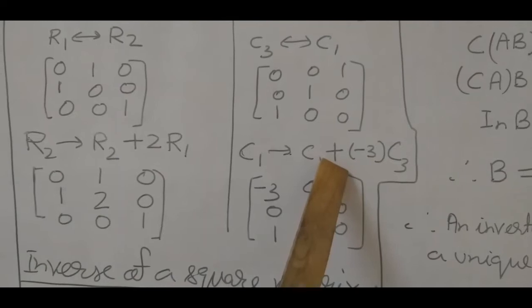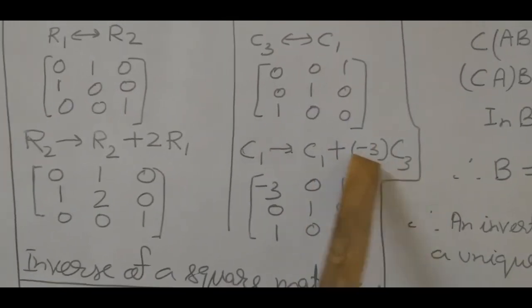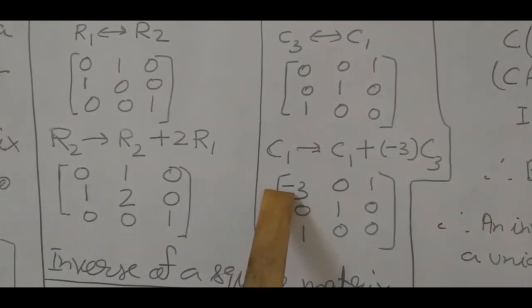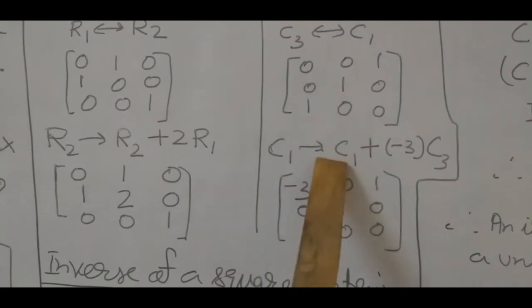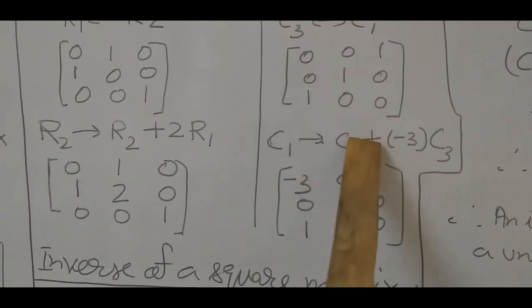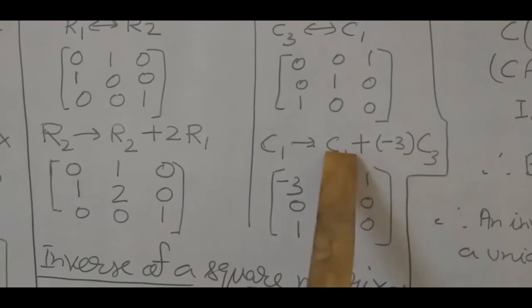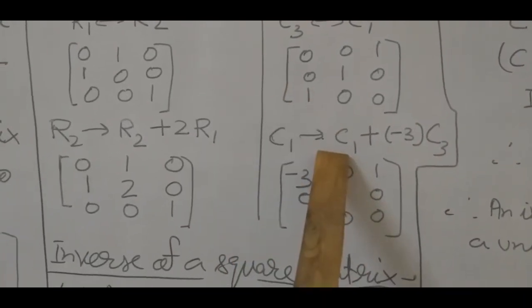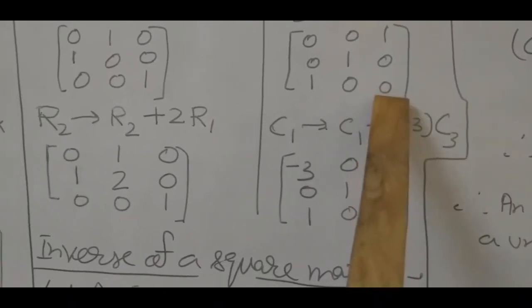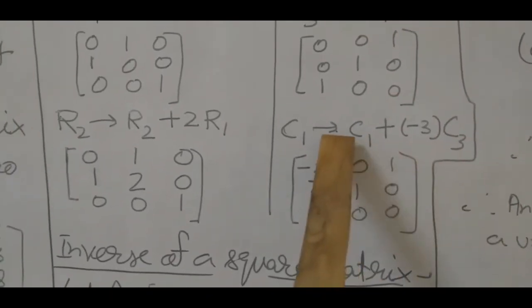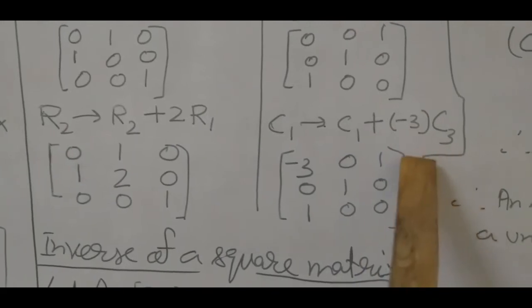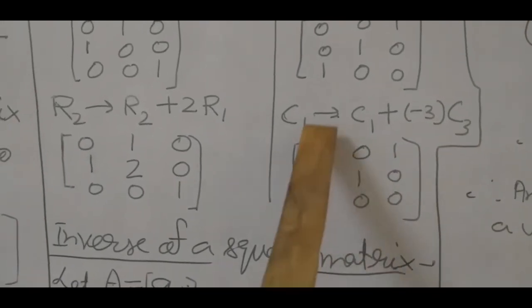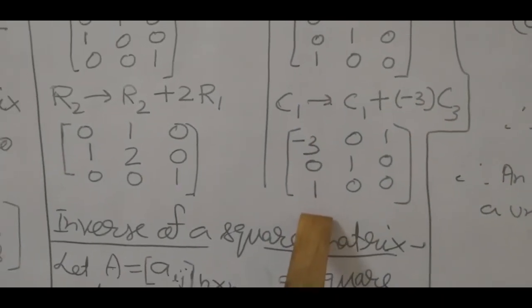0 plus minus 3 into 1. So 0 minus 3, minus 3. 0 plus minus 3 into 0. 0 plus 0, 0. Third element: 1 plus minus 3 into 0. So 1 minus 0, answer 1. So this is the elementary matrix.